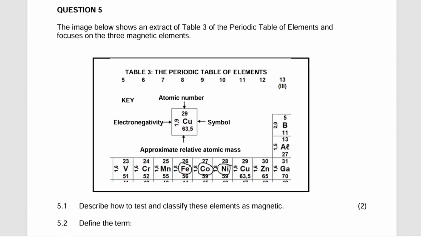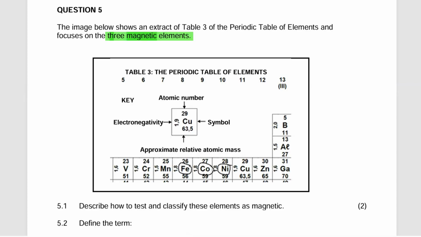It says the image below shows an extract of table 3 of the periodic table of elements and focuses on the 3 magnetic elements. So the most important part there is that it says magnetic. The part that I actually wanted there is the magnetic part. So we proceed there to answer the question.